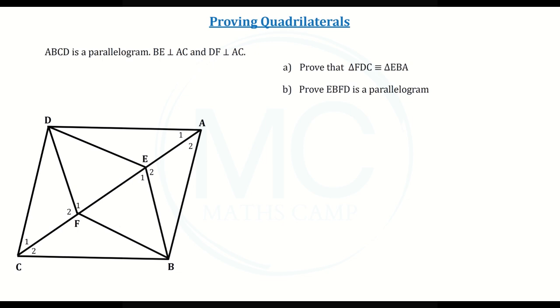Let's start with part A. Prove that triangle FDC is congruent to triangle EBA. On our diagram, let's mark triangle FDC in purple and triangle EBA in green. The question tells us that BE is perpendicular to AC.